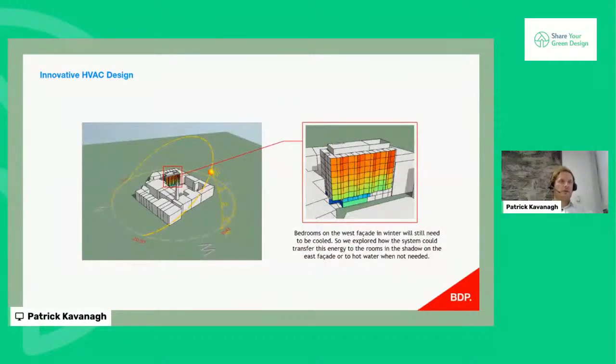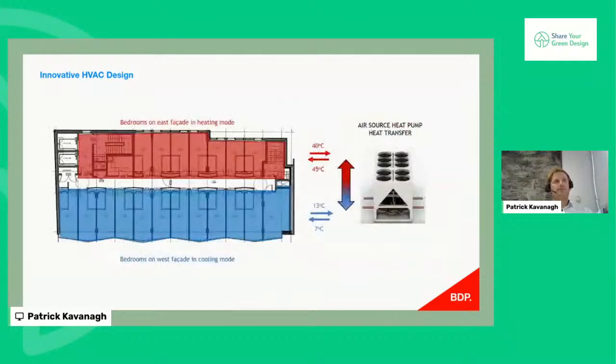With this, I already talked about this folded facade on the west. What we looked at with our HVAC design was how do bedrooms on the west behave. What we found with our modeling was that the bedrooms on the west in winter were still needing to be cooled, because people were going to be opening the blinds, looking at the views, and there's going to be direct sunlight on that facade. So we explored how the system could transfer this energy to the rooms in the shadow on the east facade, or to the hot water when it wasn't needed.